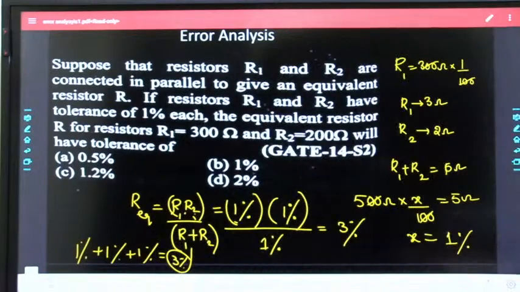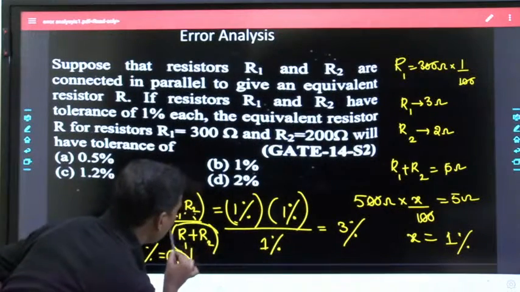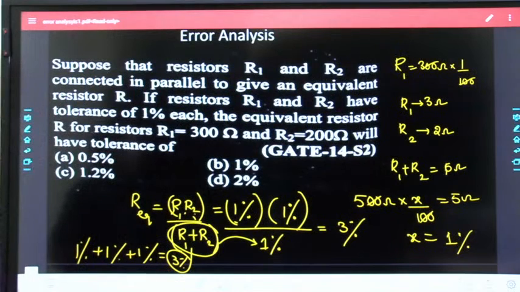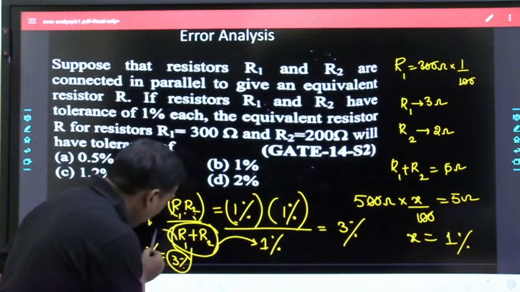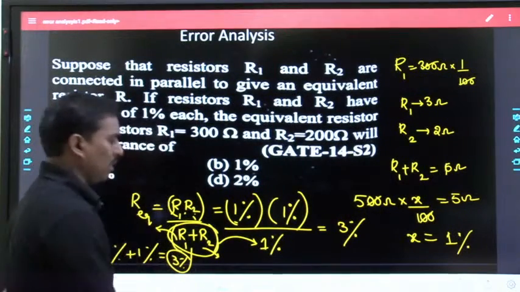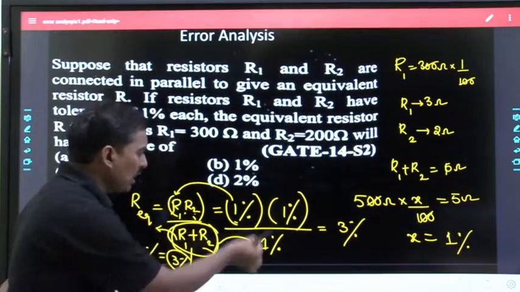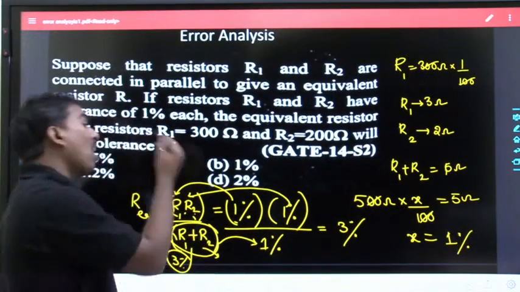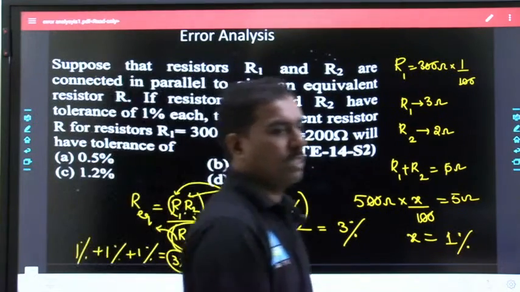3% is not there. And one more thing I want to tell you. This percentage error in R1 plus R2 is not dependent on one parameter. It is dependent on R1 separately, R2 separately. Whereas this 1% is of individual R1, this 1% is of individual R2. But this is 1% of R1 plus R2. Got it? That's why it is the wrong method.